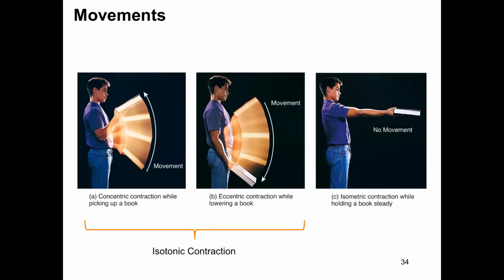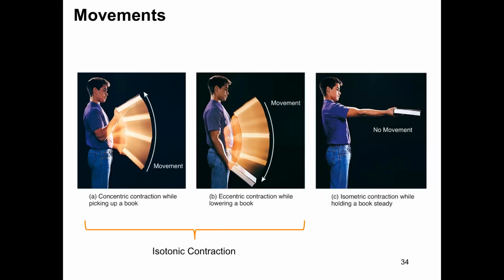Then the movements. Some of your muscle contractions result in movement, and those are the ones you think of the most. A concentric contraction or an eccentric contraction, by raising or lowering a bucket, is called isotonic. If there's a movement involved, it's isotonic. But there are lots of contractions that don't result in any movement at all.